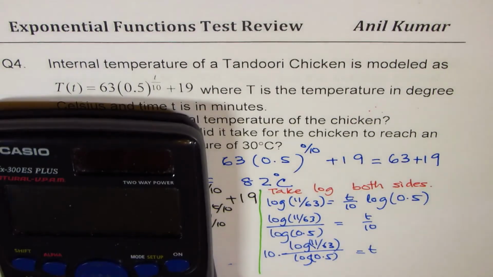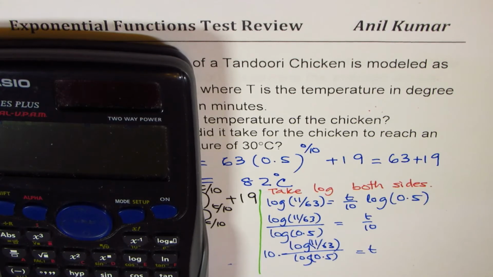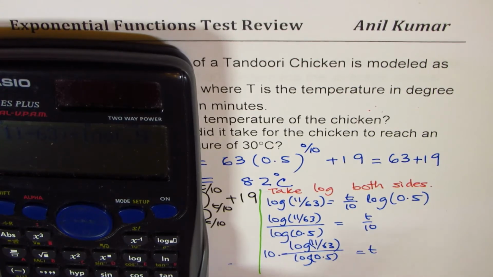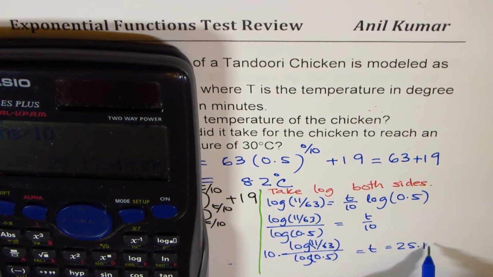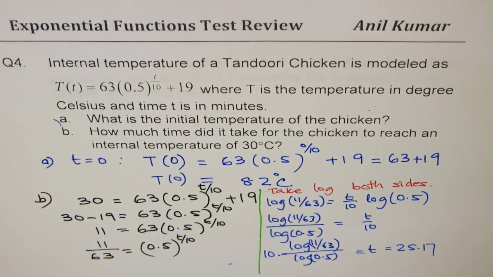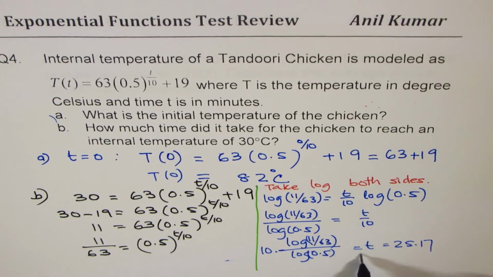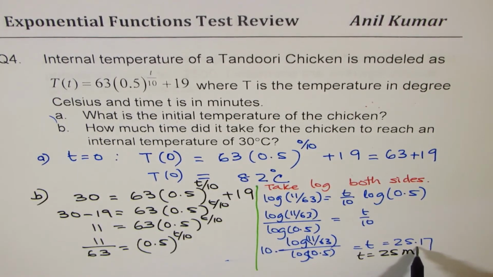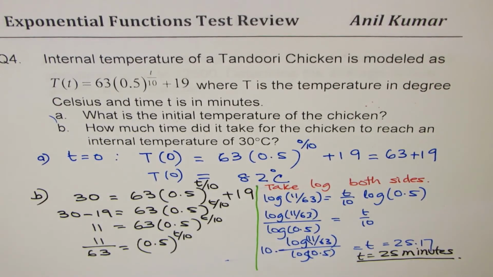Let's do it. So we'll do this part first. Log of 11 divided by 63, bracket close, divided by log of 0.5 equals, and we are going to multiply this by 10 to get the time, which is 25.17 minutes, right? So approximately we can write down that the time is t equals 25 minutes. Do you get it? So this is the best way of solving.